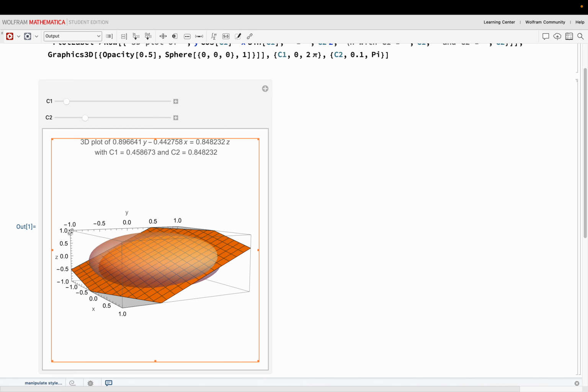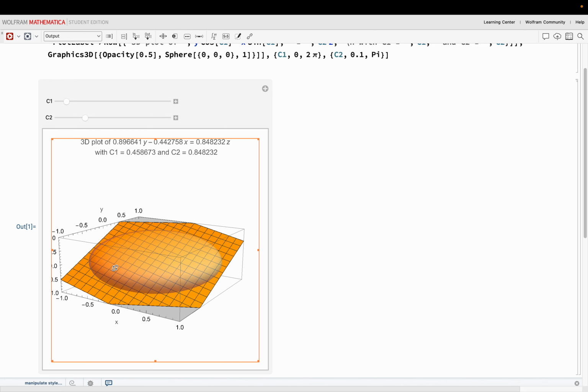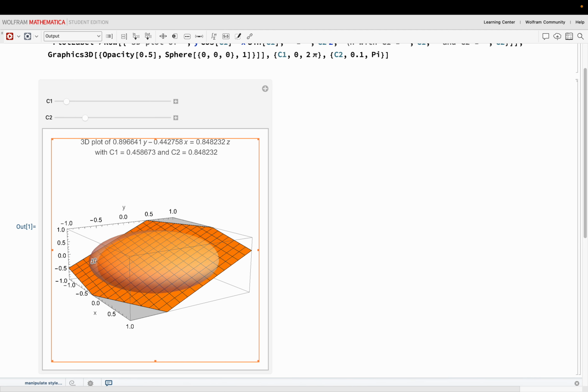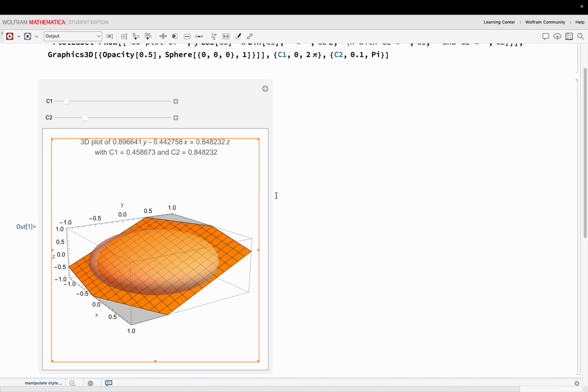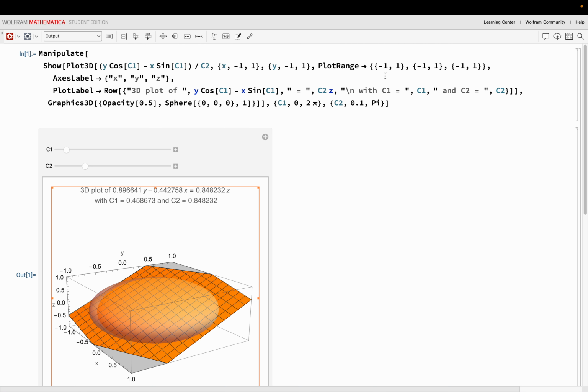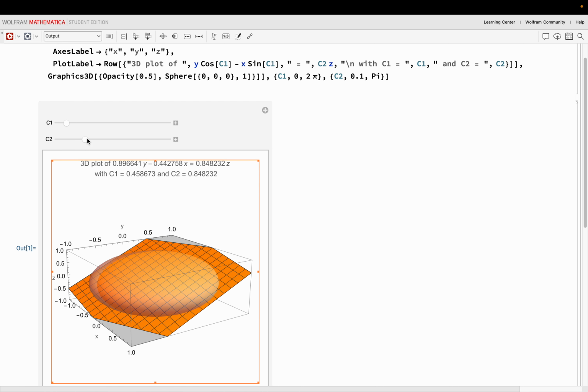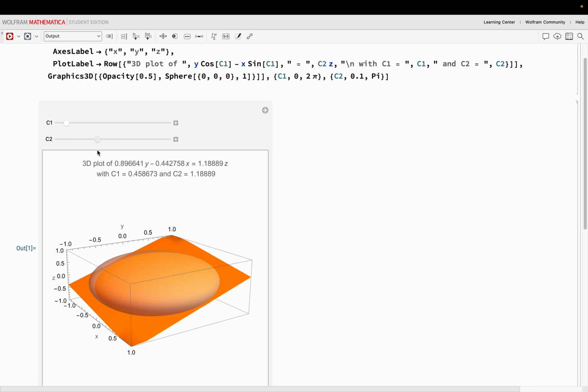See, z is minus 1 to 1, and the plot range is minus 1 to 1, everything is fine. I am saying sometimes Mathematica doesn't show the exact picture, but it is a sphere for sure.